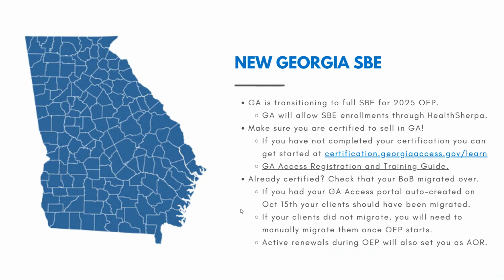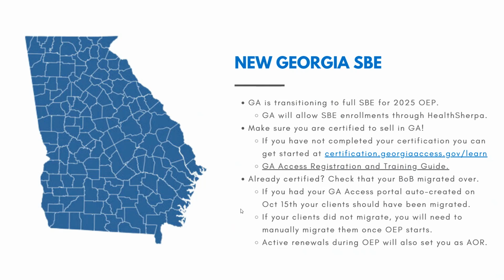If you go into your Georgia Access and you don't see it, then you're going to have to manually do it. So I would definitely recommend going into your Georgia Access if you've already done the certification, and to see that your book of business is there.